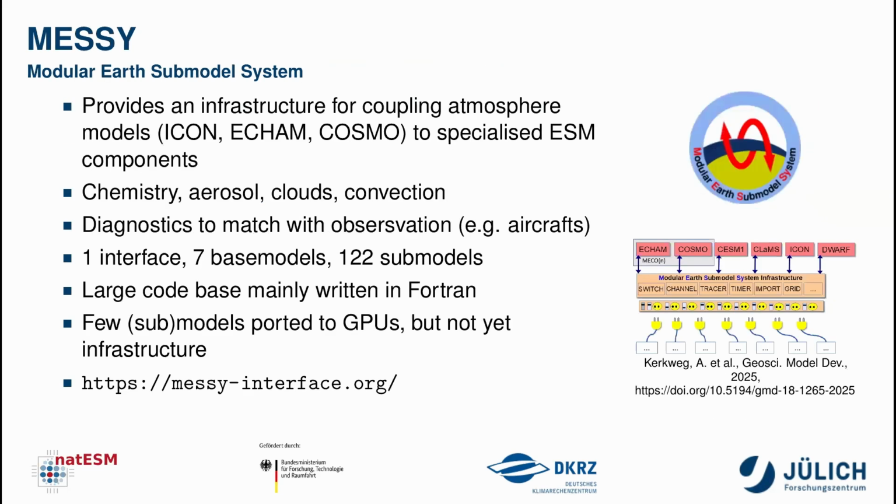The second code I pointed out in the list of the sprints we had is MESSy. MESSy is a Modular Earth Submodel System, which means it's an infrastructure for coupling atmosphere models to several Earth system model components. So in MESSy, you have what's called a base layer. You can have an atmosphere model as a base model, for example ICON, that then has an interface layer in MESSy and can be coupled to, currently, 122 submodels that are available, which cover vegetation and chemistry. It also has cloud and aerosol microphysics and convection included.